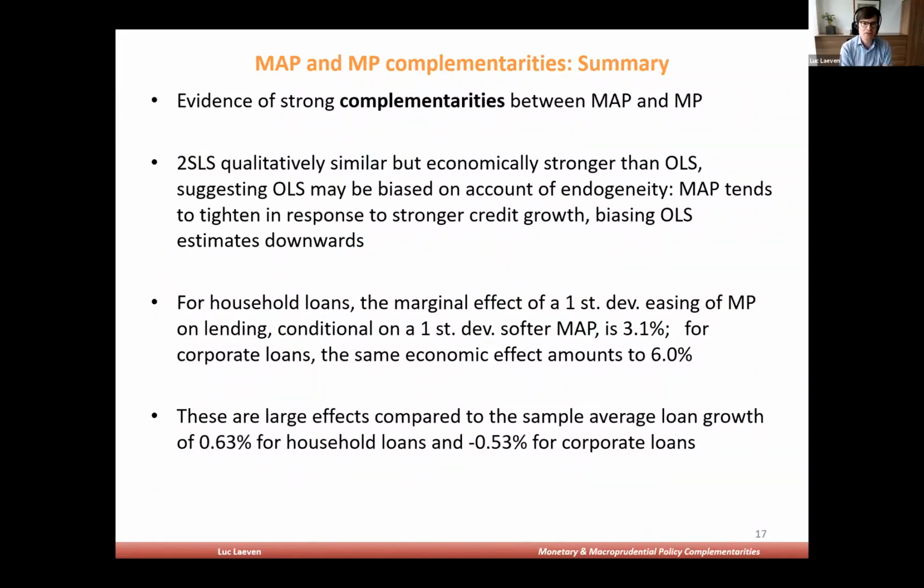How to interpret the results? Well, this positive beta 3 means there is evidence of strong complementarities between the two policies. To give you a sense of the economic magnitude, for households, the marginal effect of a 1 standard deviation easing of monetary policy on lending, conditional on being in a softer macroprudential environment of also 1 standard deviation, would be an additional loan growth of 3.1% for households and 6% for firms. These are very large effects if you bear in mind that over these 6-month intervals, typically growth rates are much smaller than that.